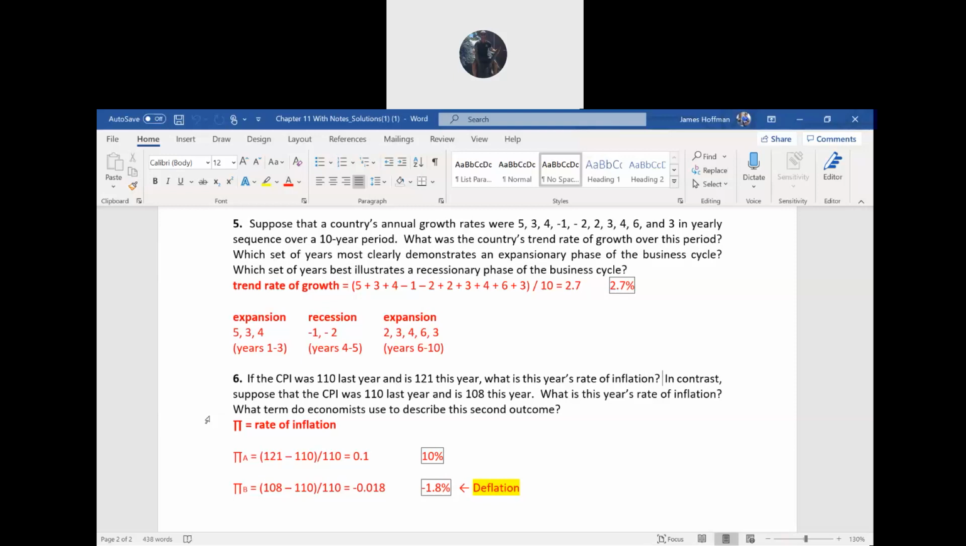And then in contrast, suppose the CPI was 110 last year and is 108 this year. So the price level went down. And what is this year's rate of inflation? And what do economists use to describe the second outcome?